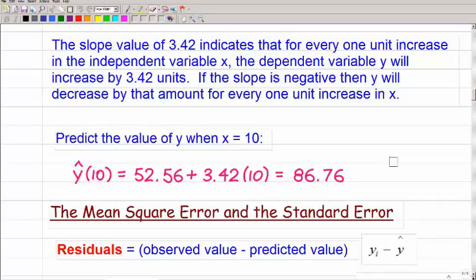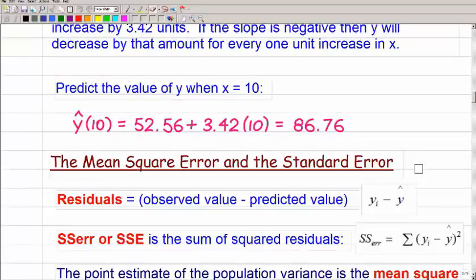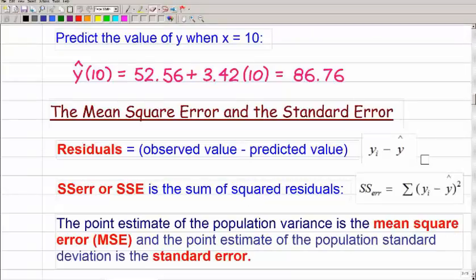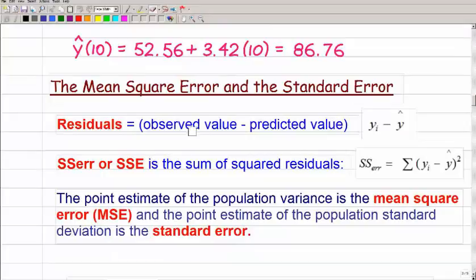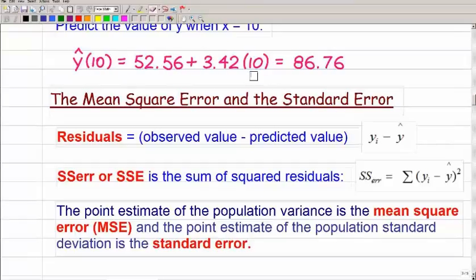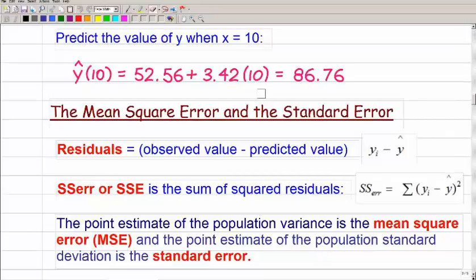All right, let's look at something called mean square error and standard error. We have something called a residual. A residual is the observed value for an x minus the predicted value. So let's say, for example, for this model up here, x equals 10. Suppose that we had a measured value that somebody studied 10 hours and made a 90, and we had a predicted value of 86.76. The residual would be 90 minus 86.76, which I believe would be 3.24.